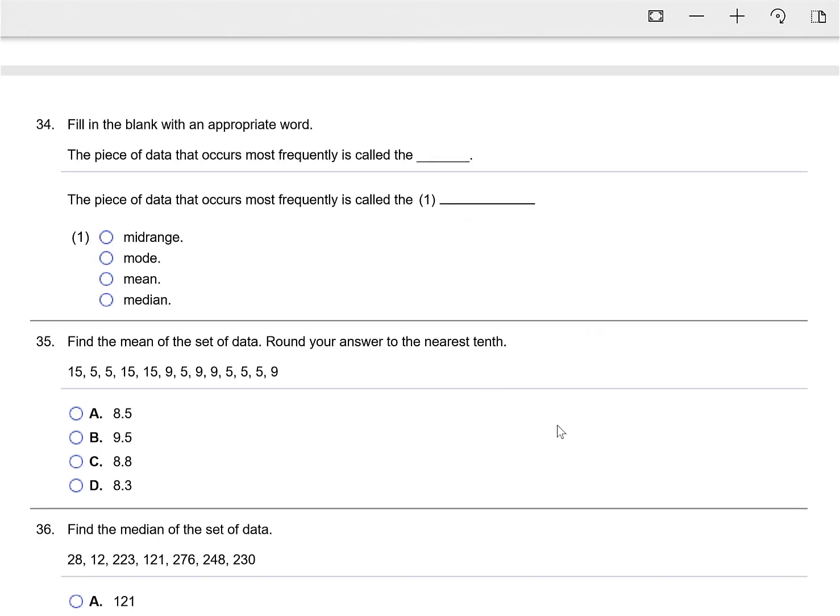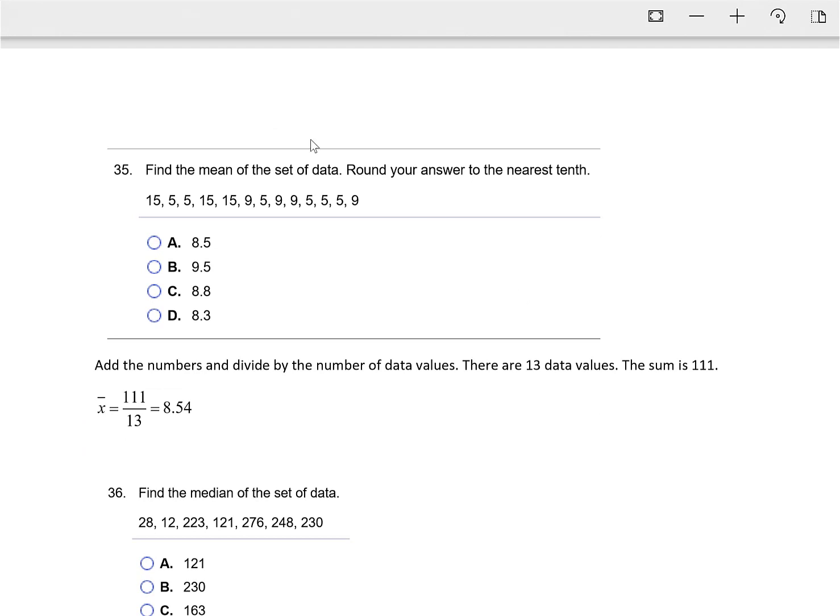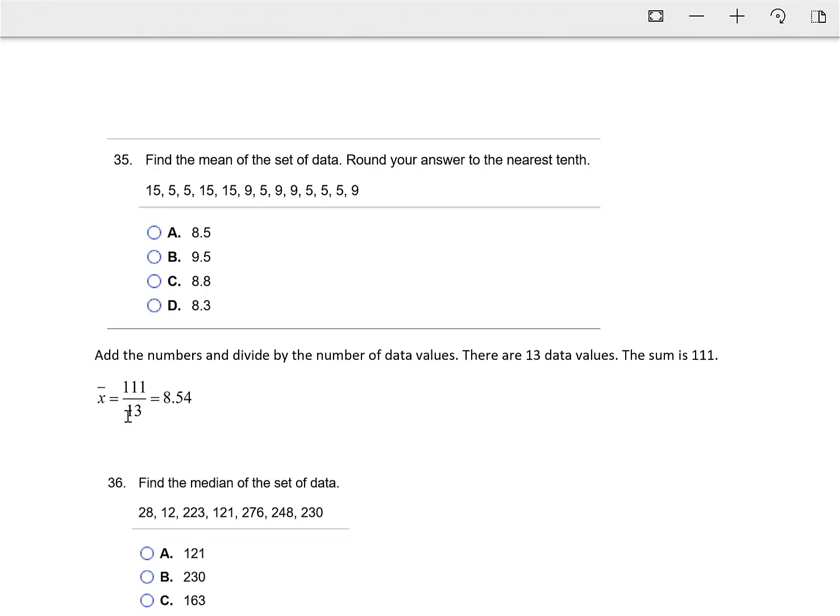The piece of data that occurs most frequently is called, we just dealt with that on that modal class question, the mode. Find the mean. So number 35. To find the mean, what are you going to do? You're going to add up all the data values. When I did that, I got 111, and there were 13 of them, so I divided by 13, and the closest answer here is 8.5.